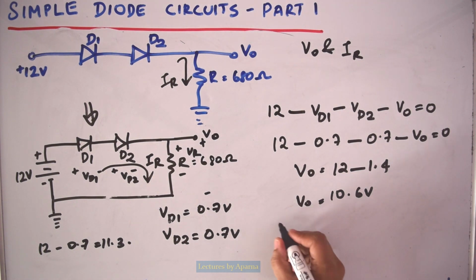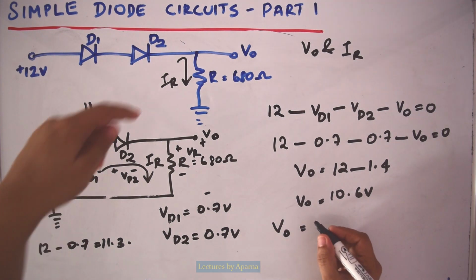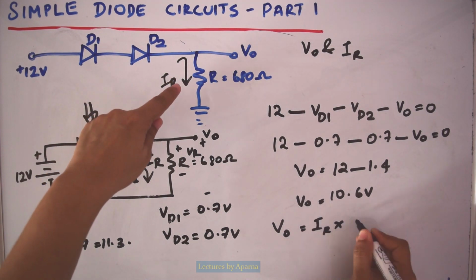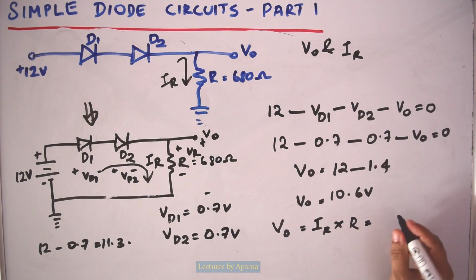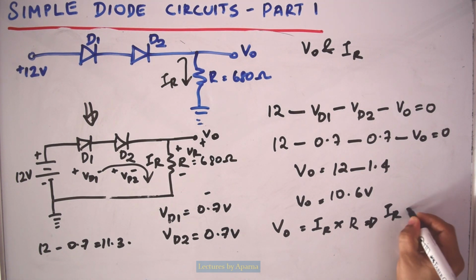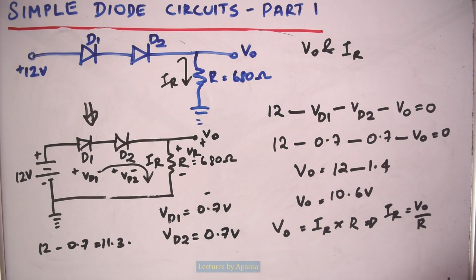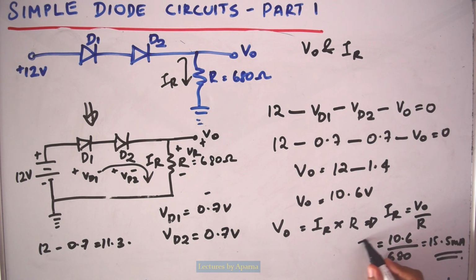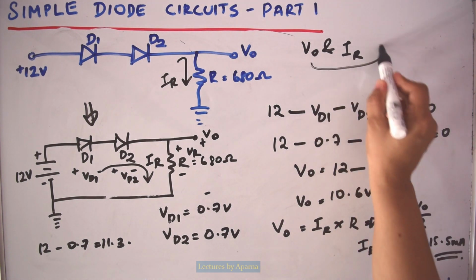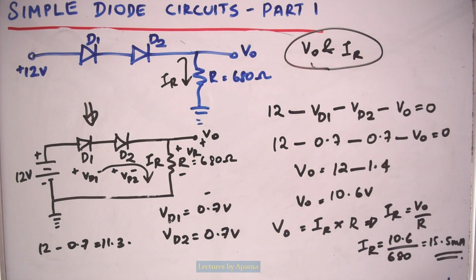Now what will be the value of IR? V0 is equal to IR into R, so IR is equal to V0 by R, which is 10.6 divided by the resistance value, 680 ohm. You get it as 15.5 milliampere. So this is the value of IR. So you got IR and V0. Now let's see the next circuit.